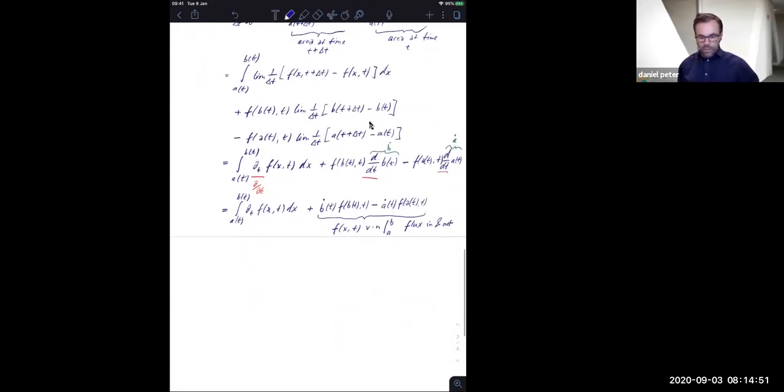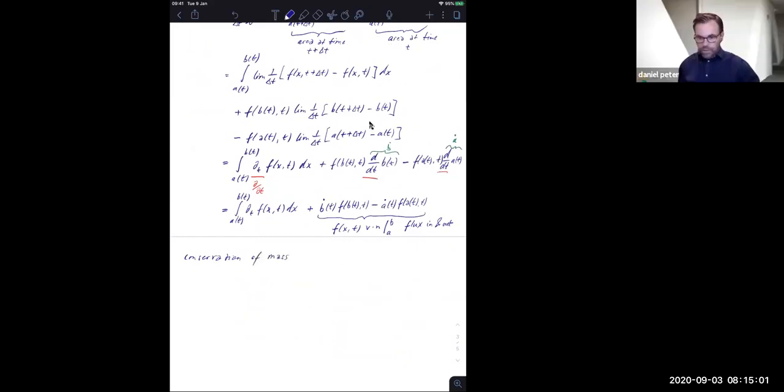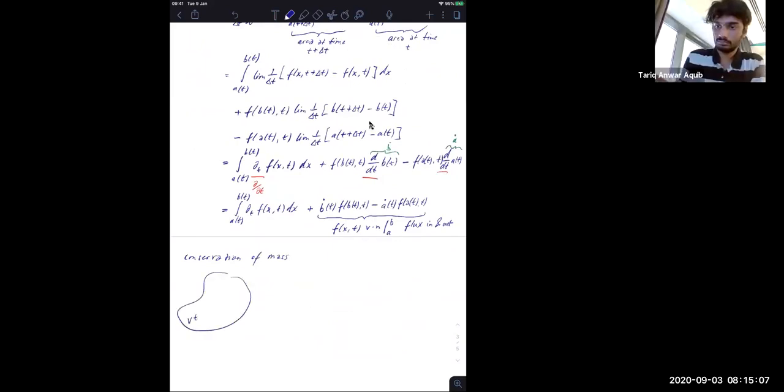Now let's come to mass, conservation of mass. That was our little example for area. Let's come to conservation of mass, and what we're going to look at is some sort of a volume. It can change with time.